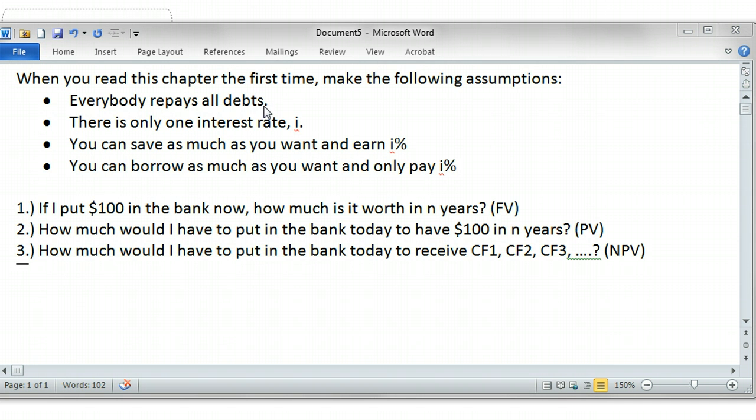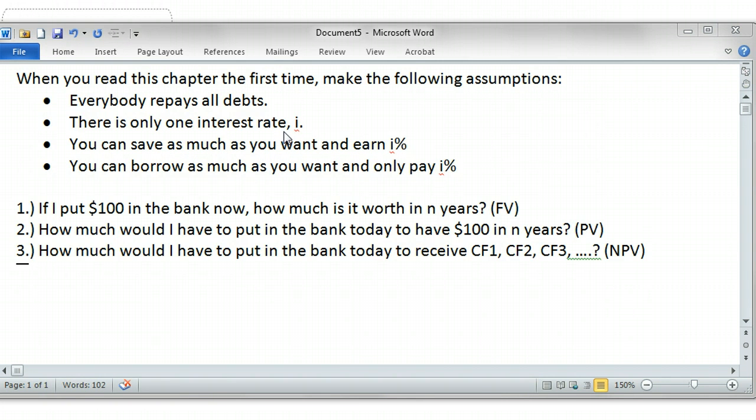We're going to understand net present value in this idealized world, and then the understanding will carry over to some degree to the real world. So we start with this idealized world, and then we see if it applies. In this idealized world, everybody's going to repay all debts. It's a simple assumption, obviously not true about the real world. We'll see if it carries over. I think it carries over pretty well in terms of the intuition you can gain about net present value.